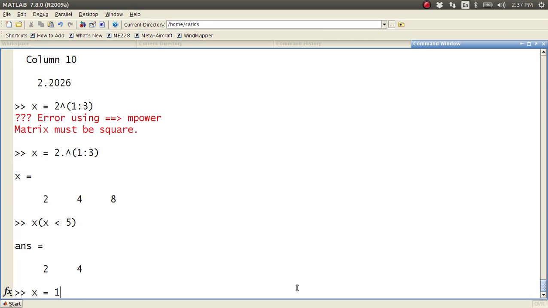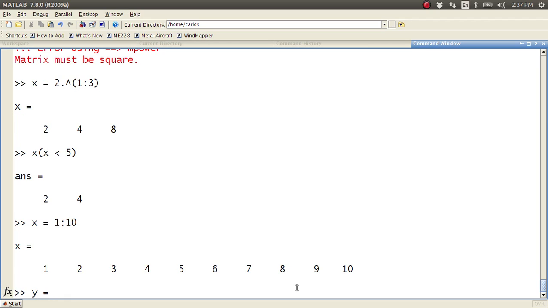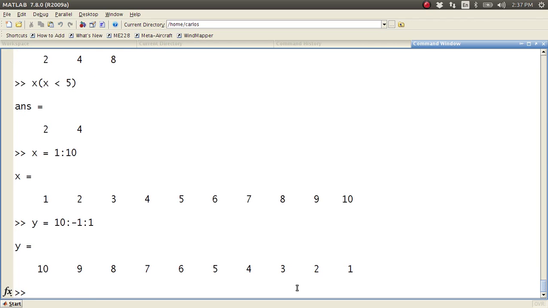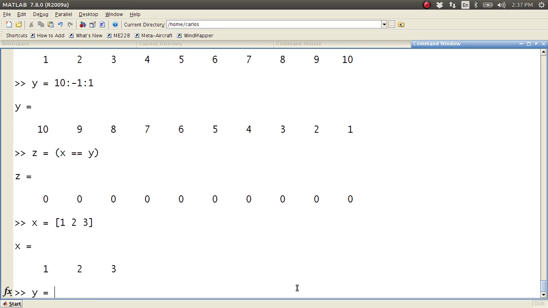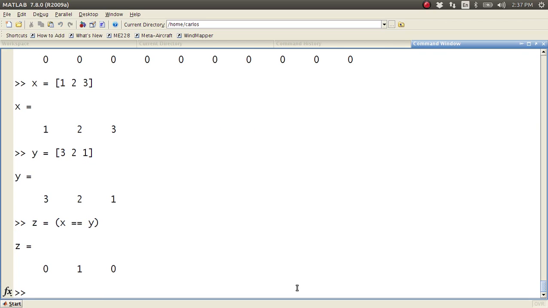If you have x equals 1 to 10, and you have y equals 10 to negative 1 to 1, and I want to know where x is equal to y. And it's probably going to say nowhere. It's not equal to there at all. But say x equals 1, 2, 3, and y equals, say, 3, 2, 1, and now I say z equals find where x is equal to y. Now the middle term is the same because x and y both have 2's in it.